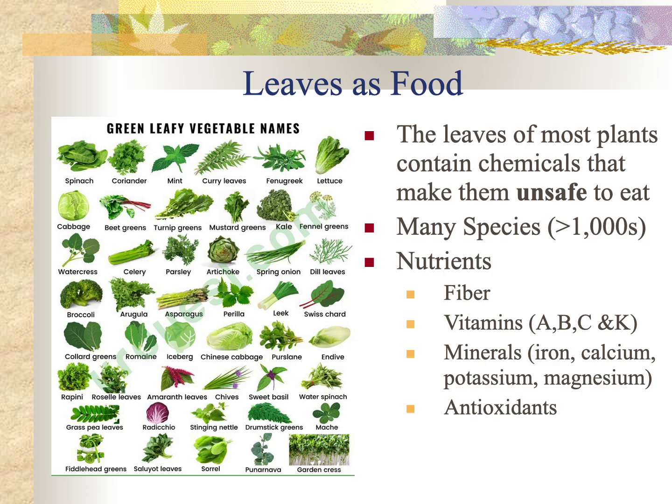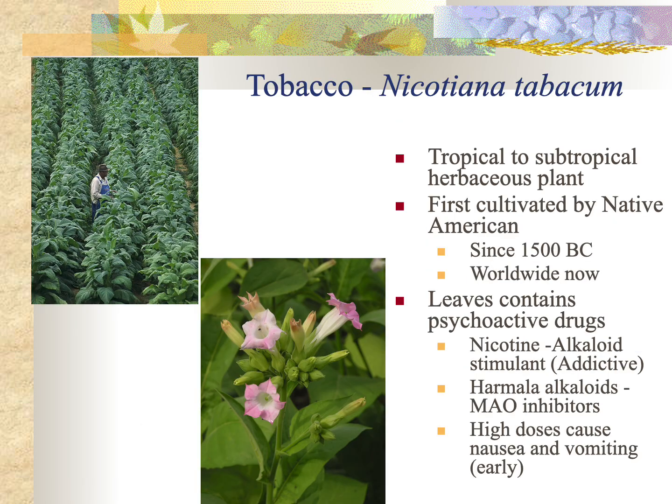Okay. Humans use leaves as food. There's lots of different species of leaves. Generally, leaves are unsafe to eat, but we've selected them to have fewer toxins, and they're good sources of fiber, vitamins, and minerals. I talked about tobacco. It's a plant that has compounds to deter insects, but those compounds are active stimulants that can be used by people. And so we select and harvest tobacco.